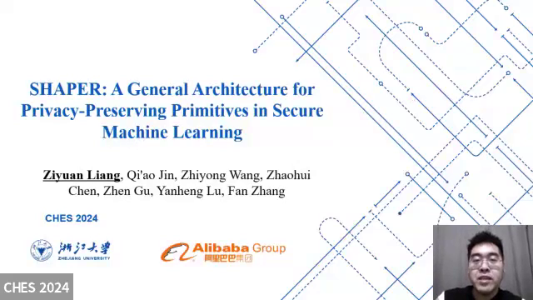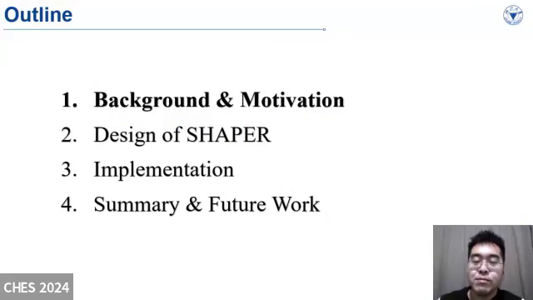Hello, everyone. My name is Yuan Liang, and I'm honored to present our work titled Shaper, a general architecture for privacy-preserving primitives in secure machine learning at CHES 2024. This work represents a collaborative effort between Zhejiang University and Alibaba Group. Today's presentation includes the following 4 parts as shown in the outline: the background and the motivation, the design of our Shaper architecture, implementation and the evaluation, and at last, a small summary and some future work discussion.